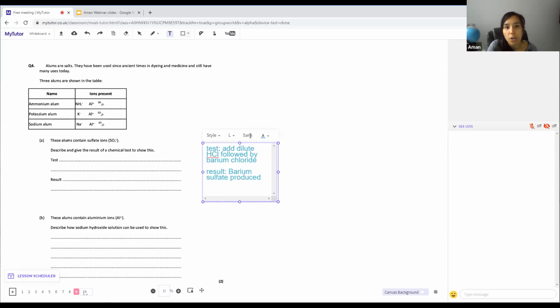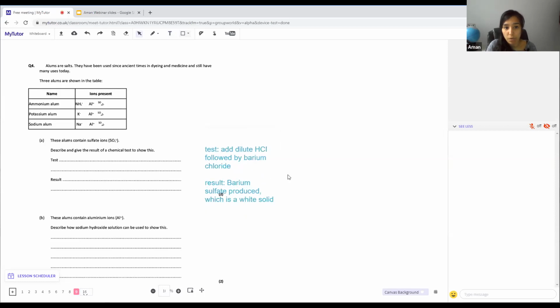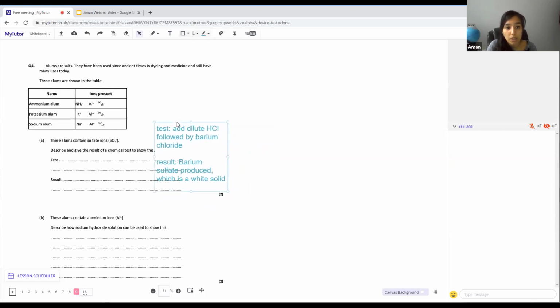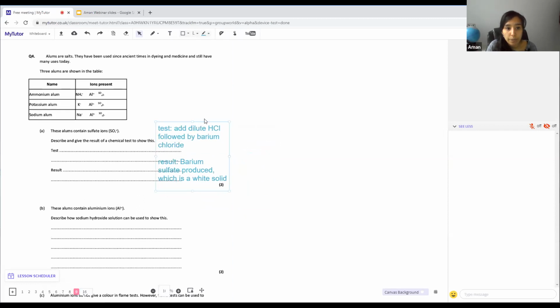That wouldn't get you the mark. You need to say what you would see. Okay, so no one's answering that question. That's fine. So barium sulfate is a white precipitate or a white solid. So we'd expect to see a white precipitate or a white solid. So barium sulfate produced, which is a white solid or a white precipitate, whichever you prefer. So that's the answer to this question here. Well done to everyone that answered that.